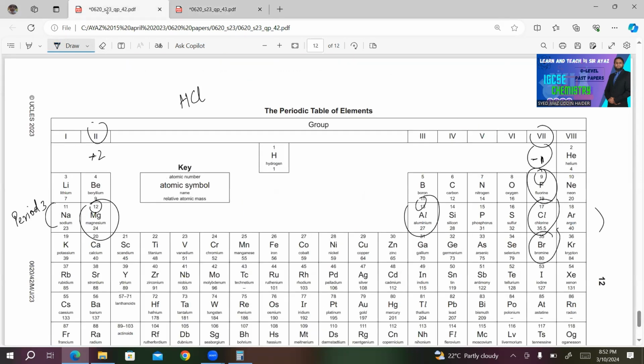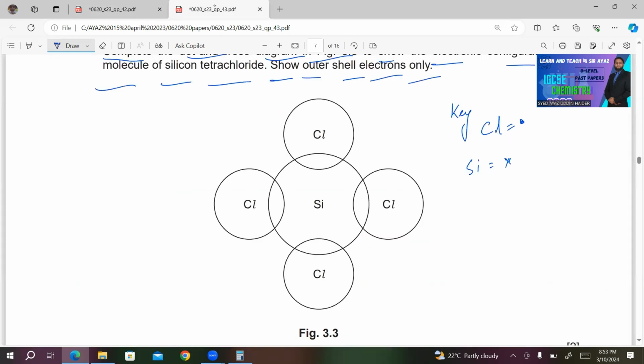Silicon belongs to group 4. So it must have 4 valence electrons. What about chlorine? Chlorine belongs to group 7. It means it must have 7 valence electrons. So silicon will be sharing 1 electron from the 4 with each chlorine atom. So I will show 1 cross in each circle of chlorine. 1, 2, 3, 4.